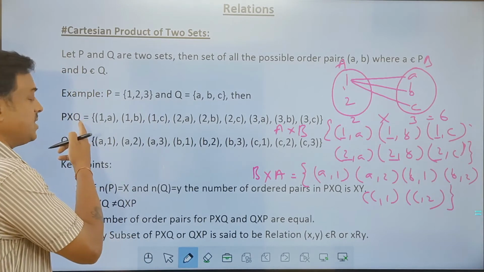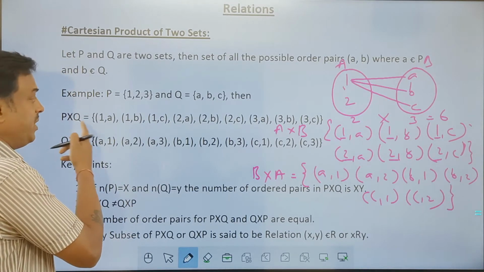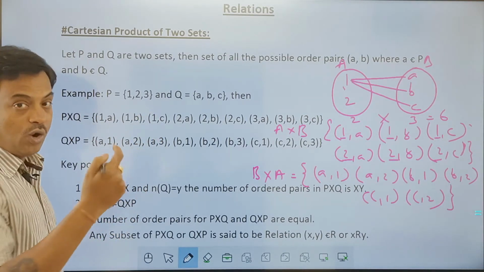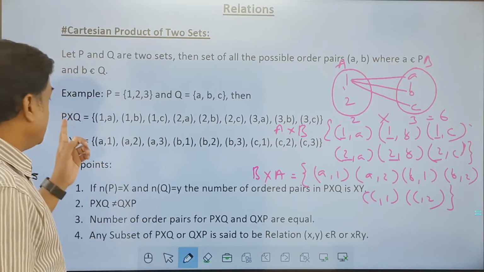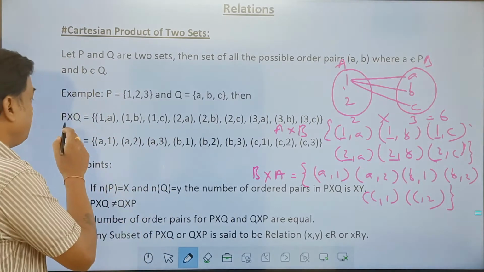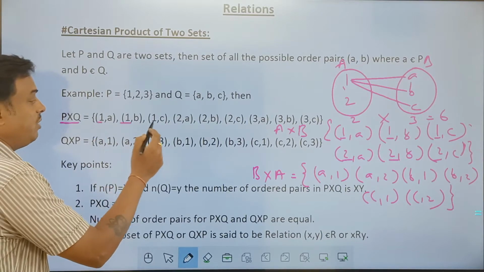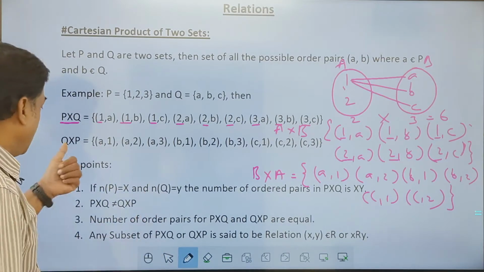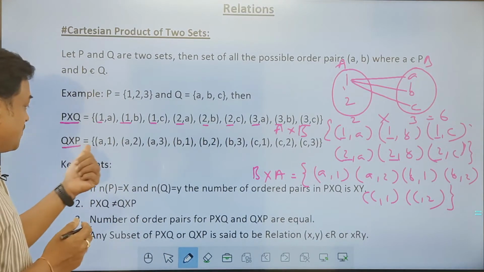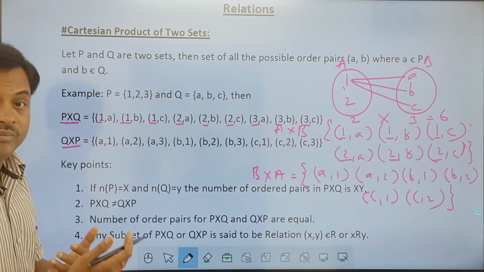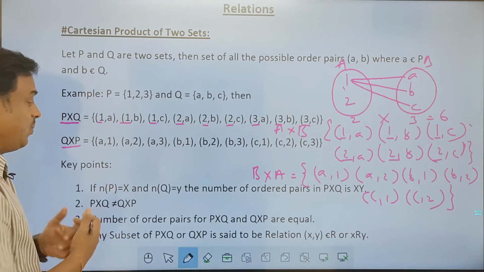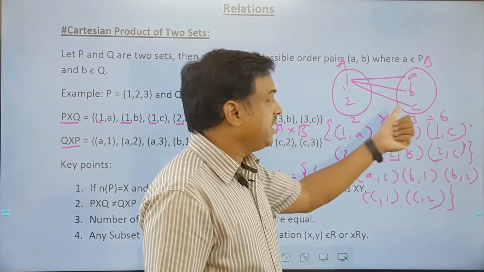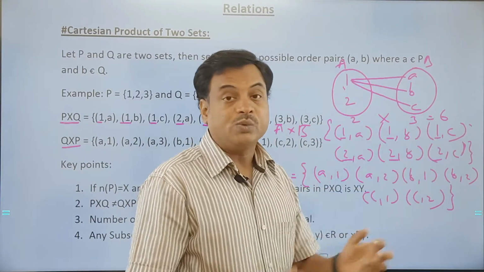When I say P cross Q, or the Cartesian product between P and Q, with P mapping to Q, all the first ordinates of the ordered pairs will be from P and the second ordinates will be from Q. So when I say P into Q, the first ordinate will be from P and the second ordinate from Q. That's the order. And when I say Q into P, the first ordinate is from Q and the second from P. So in that way we got this. So how many total ordered pairs will I get? If I have 2 elements here and 3 elements here, the total number of ordered pairs will be 6.